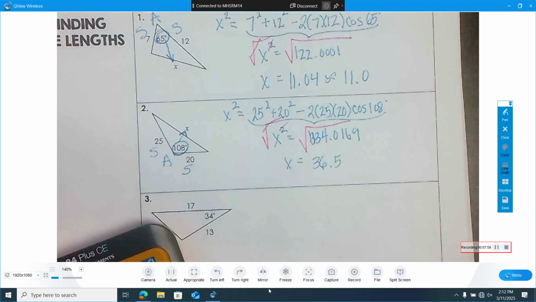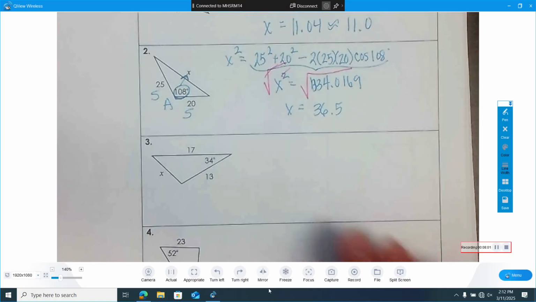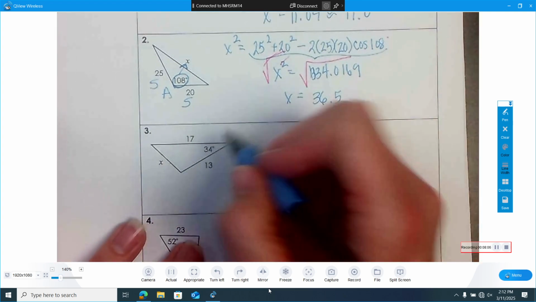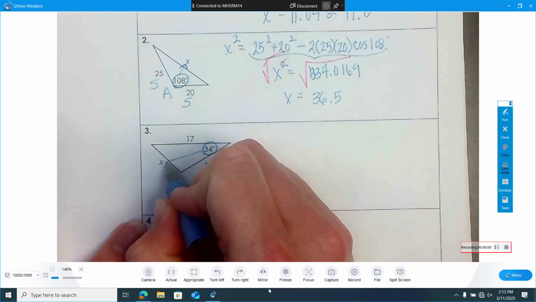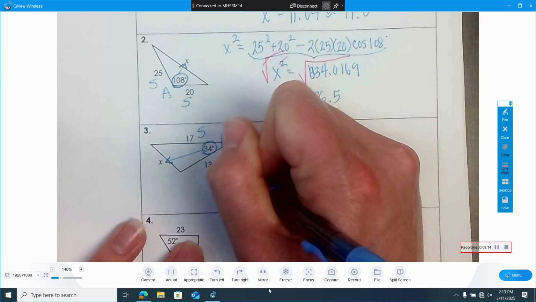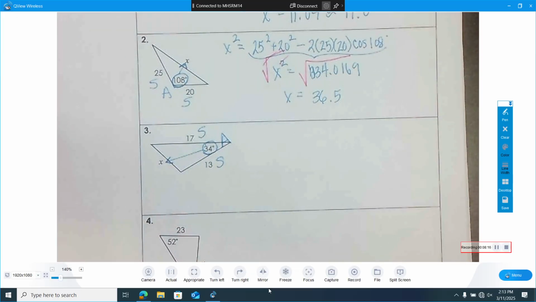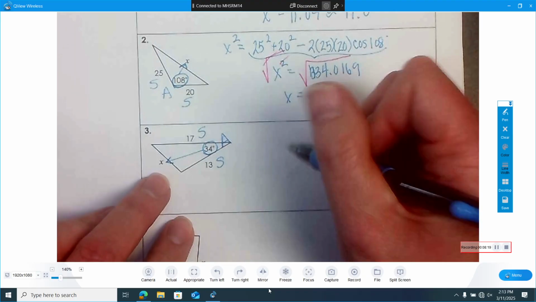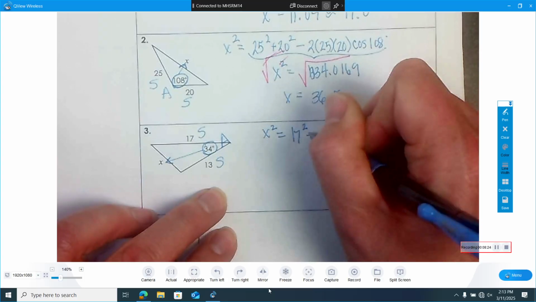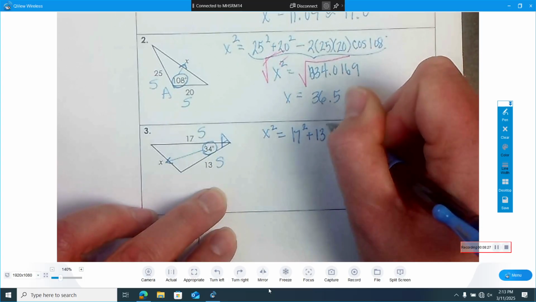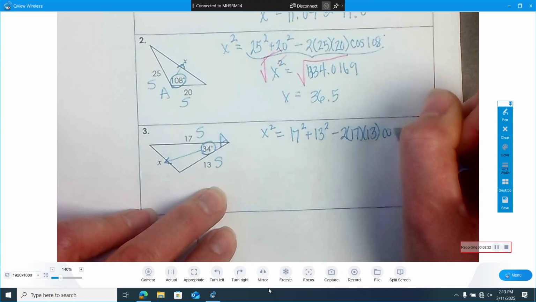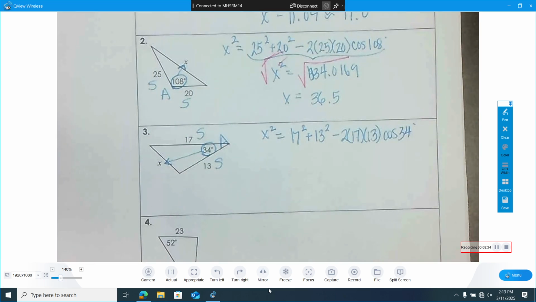All right, questions on this? Pretty good. All right, we're going to do one more here. Let's look at number 3. We have our angle is 34 degrees. Our opposite side is the x we're trying to figure out. And they've given us side, angle, side info. So how does my formula start? X squared equals? Good. 17 squared plus 13 squared minus twice the product of those sides times the cosine of that included angle.